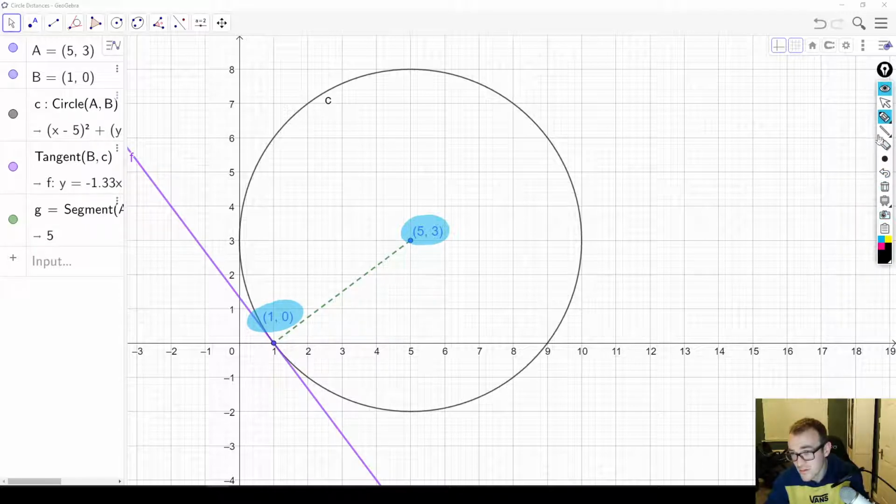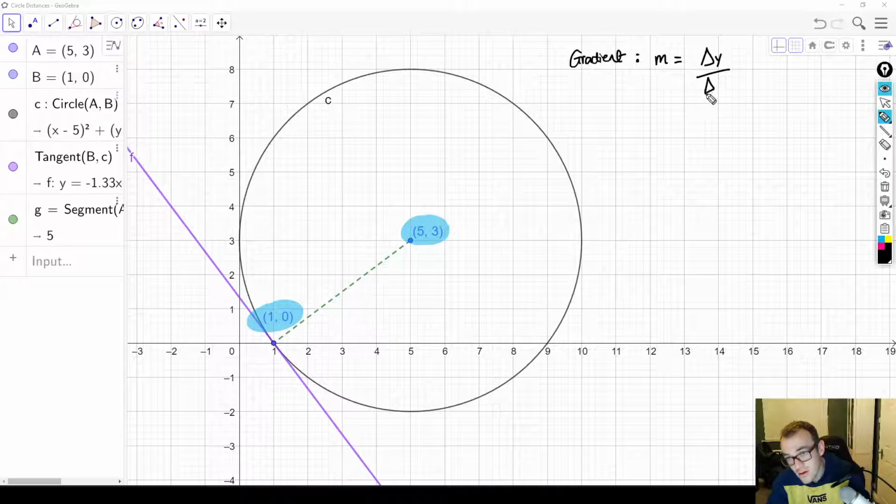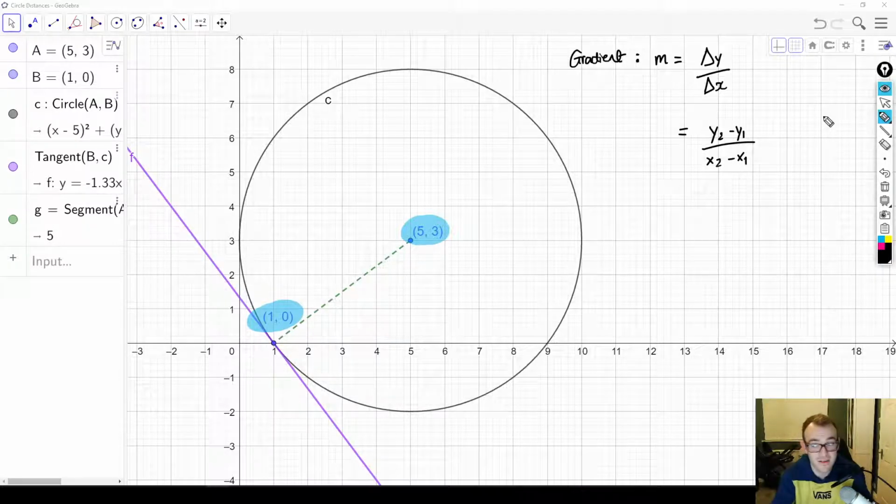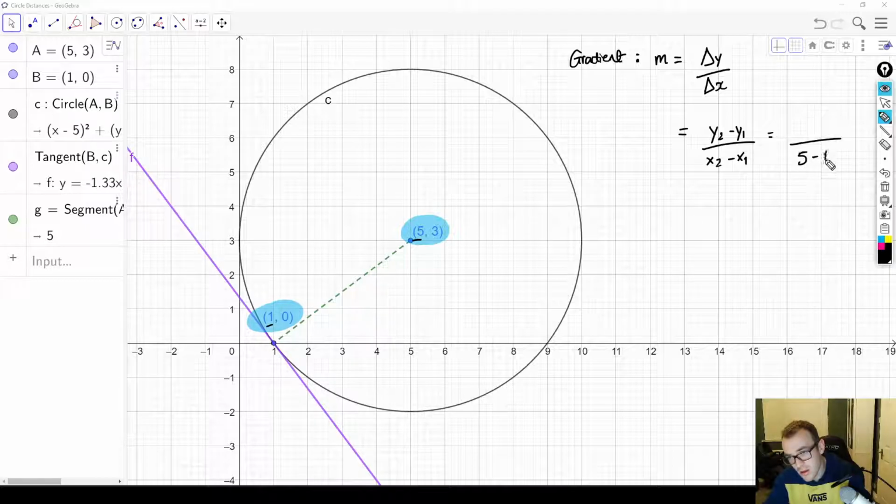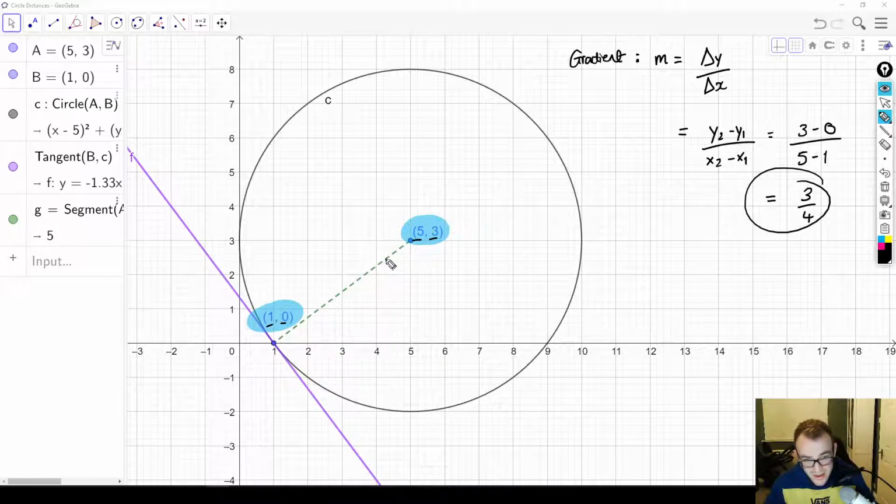Now, the gradient formula is a bit of a throwback as well, isn't it? The gradient of a line is the change in y over the change in x, and you might have written it as y2 minus y1, and that's fine as well. I'm just going to be considering the change of the values. I'm going to start from the center and go down here. So 5 take away 1 for the x values, and 3 take away 0 for the y values. As long as you go consistently from one coordinate to the other, notice I did 5 and 1, 3 and 0. I didn't mix them up. I end up with 3 over 4 for my gradient. So the gradient of this line is 3/4.